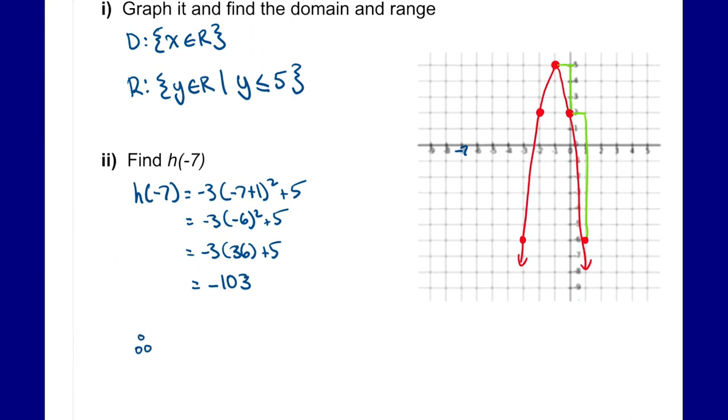That means, therefore, when h is -7, or h at -7, is equal to -103.